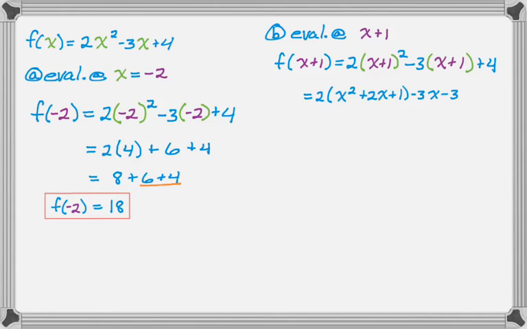So it's minus 3x and minus 3. So we're distributing negative 3 to both x and to positive 1. So we get minus 3x minus 3. Don't forget to distribute the negative as well as the 3. And then still plus 4.